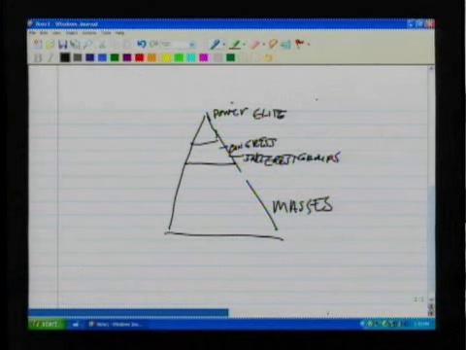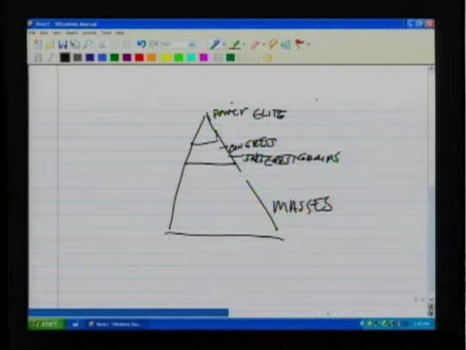What does that middle layer do? Yeah, Anna. They just execute. Back over to me, please. Go ahead. Execute the orders of the power elite.